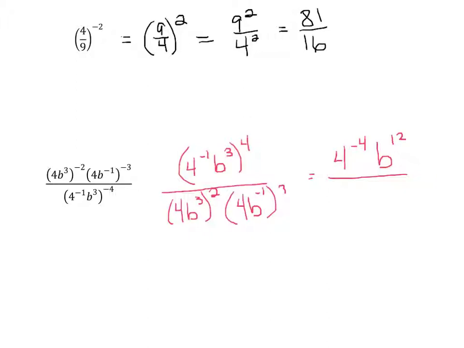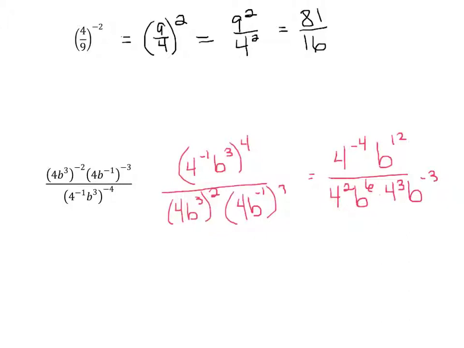Then in the denominator, I have 4 squared, so that just stays 4 squared. And I've got b cubed squared, so 3 times 2 is 6. That gives us b to the 6th. I have 4 to the 3rd power, so we can just write that as times 4 cubed, and then -1 times 3 would be b to the -3 power. From here, I will take anything that I can combine and combine it, and then I will start moving those things with negative exponents to the other part of the fraction.